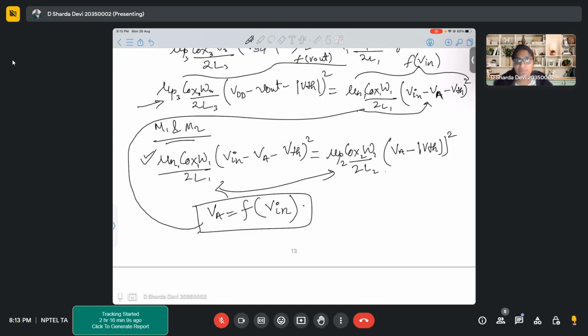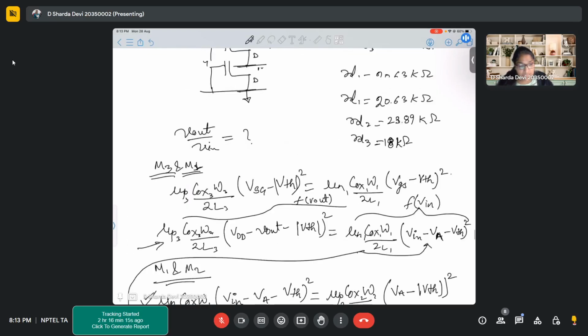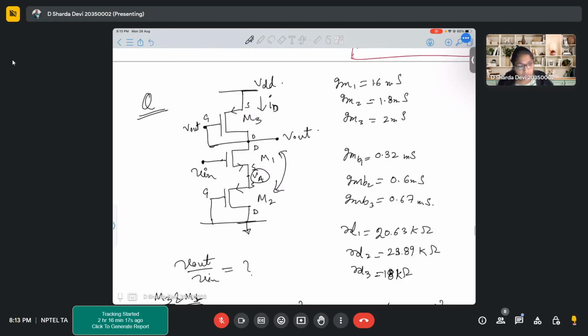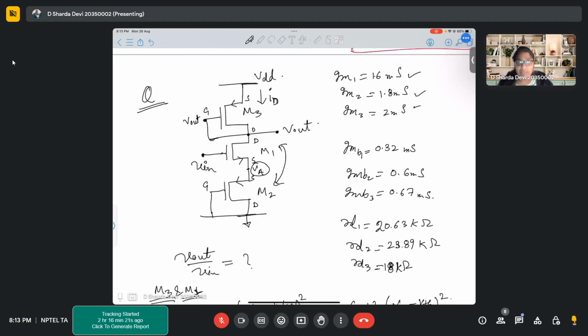In this question, μn Cox and W/L are not given, but gm is given. When gm is given, what does gm mean? gm is μn Cox W/L (VGS − VTH), right?